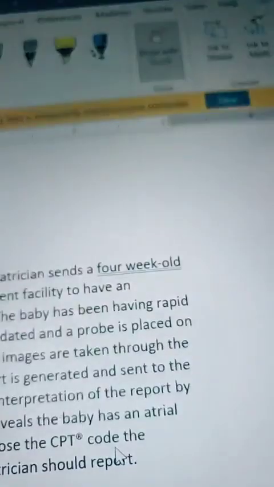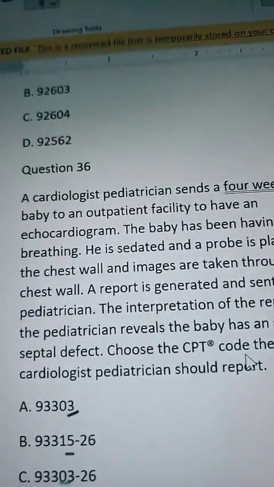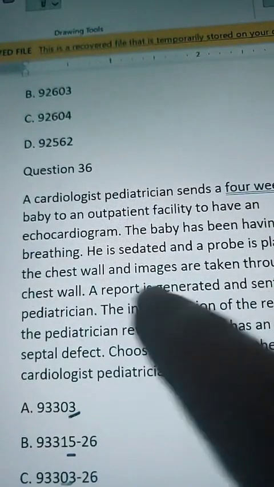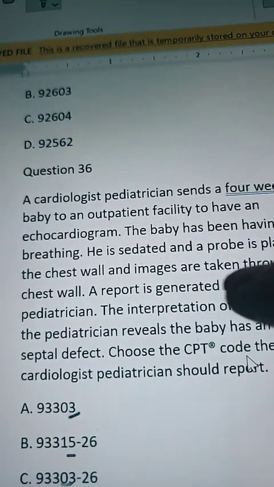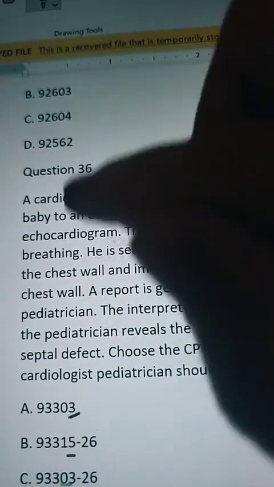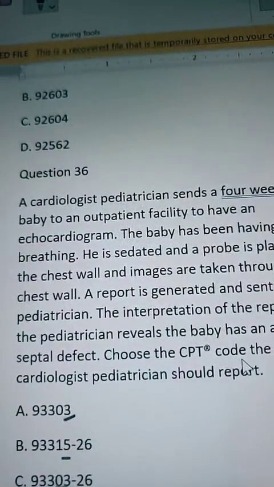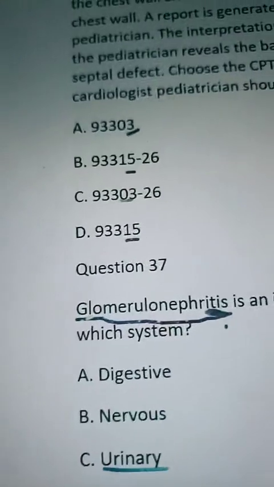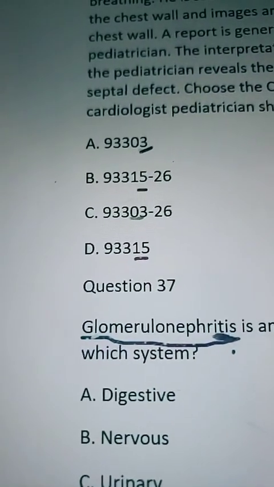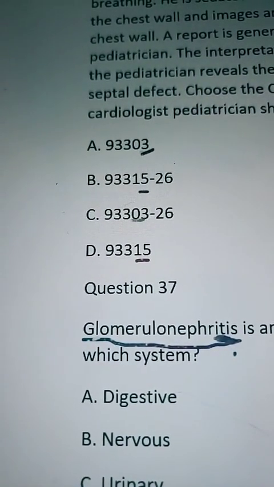And this does say that they sedated the kid and they placed on the chest wall. Probe was placed there. It wasn't passed through the pharyngeal. So we know C is going to be our answer for this one. Sorry, I know sometimes y'all can't see when it's way low on the picture. Hopefully that makes sense.